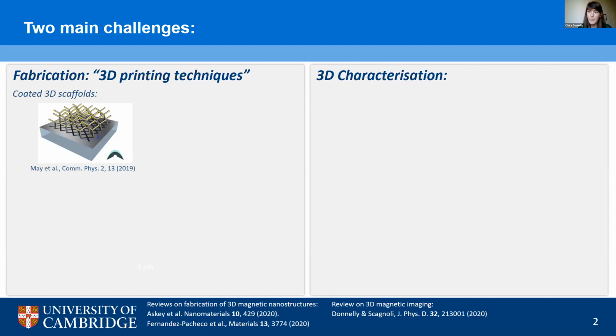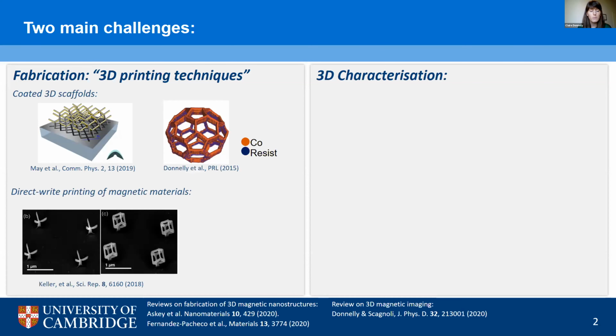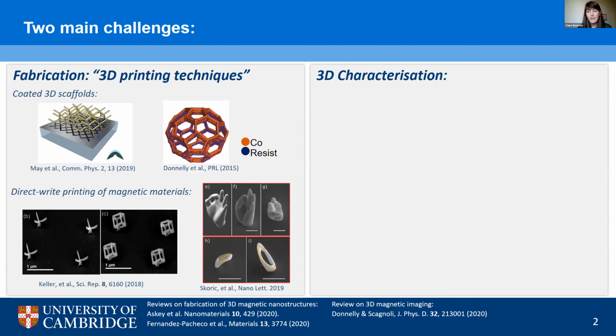First of all, with the fabrication of non-magnetic scaffolds with, for example, 2-photon lithography, there's been the realization of 3D artificial spin ice systems, as well as a buckyball structure. In addition, there's also the possibility of direct writing of the magnetic materials, creating nanowire arrays, as you can see in this SEM image here. And more recently, my current group has developed a new capability to realize arbitrary 3D geometries at the nanoscale. So as you can see, there's a huge number of possibilities at our fingertips now.